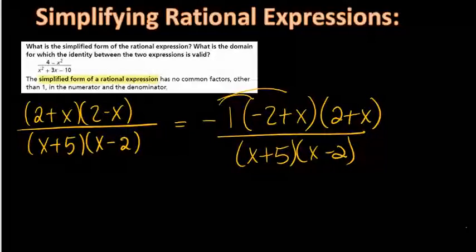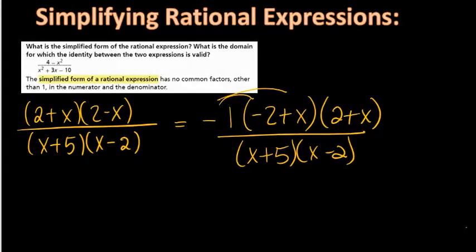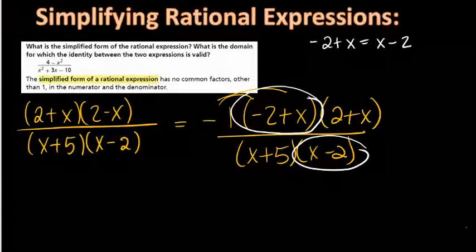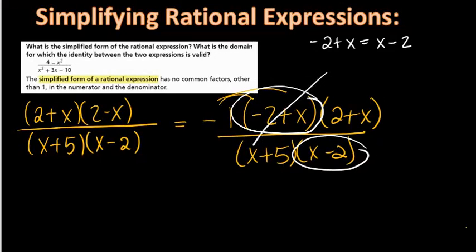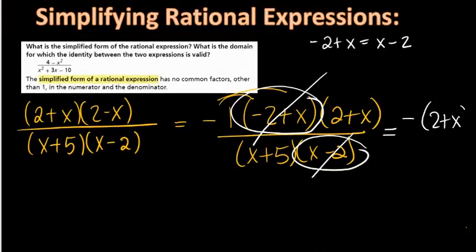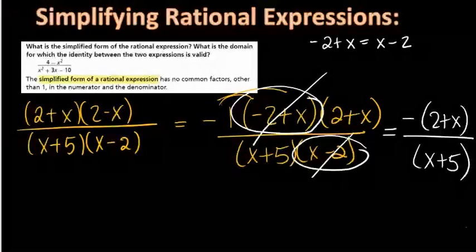And so now these two terms, I'm going to circle them so you can see them, are the same. Remember, addition is commutative. So -2 plus x is the same thing as x minus 2, right? The terms can move as long as the sign stays with them. So I technically now have two terms that are alike and can cancel. And so what's left for me, I still have my negative on the outside, and I have 2 plus x that's still on the numerator, and I have x plus 5, which is on the denominator.